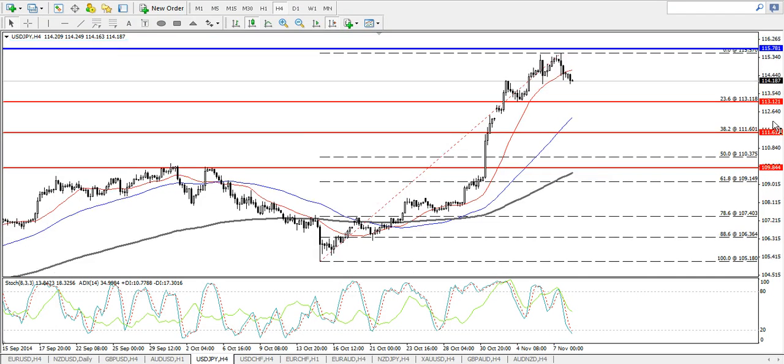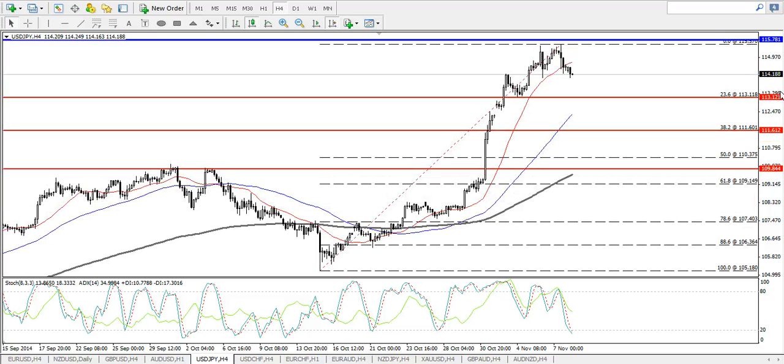And if price were to appreciate further, then we shall wait for it to touch the final exhaustion level of 115.78. Alright, so that is for the dollar against the yen.